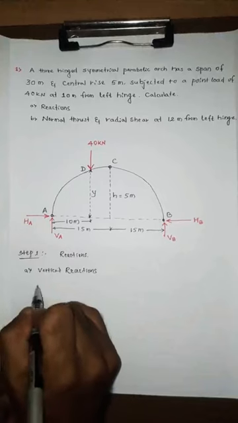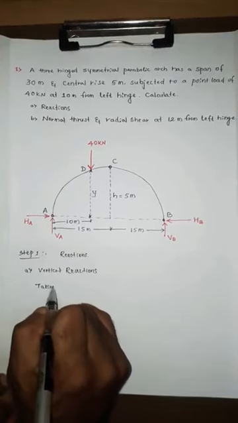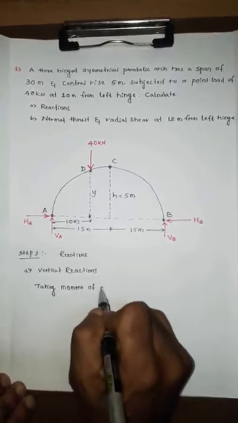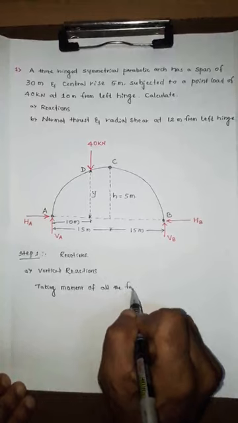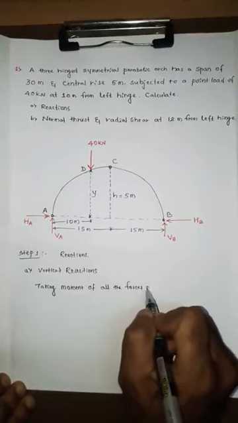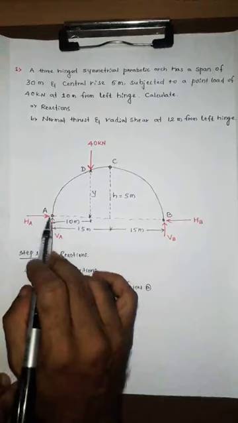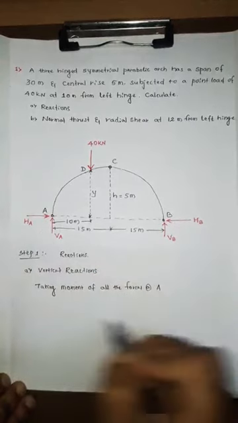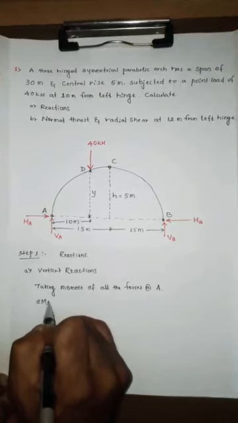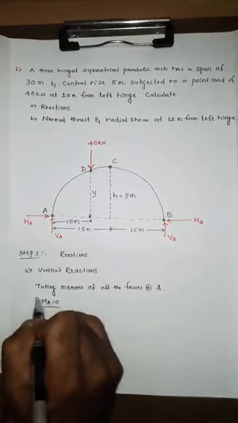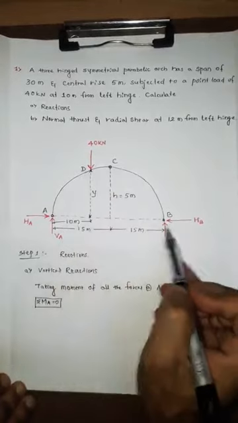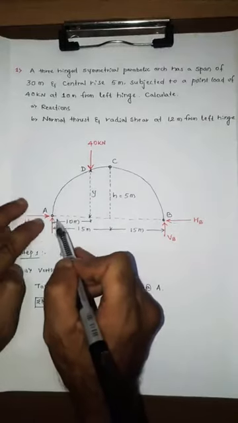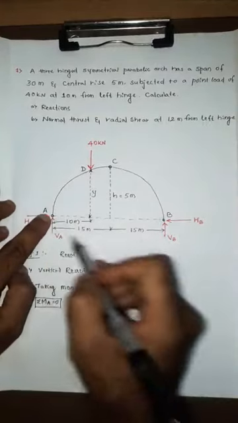So first what I'm going to do here is taking moment of all the forces about any one support, okay, either A or B, but let us take moment of all the forces about A, and using the equation summation MA is equal to 0. Now let us start with this point A as a reference. Now take moment of all these forces.